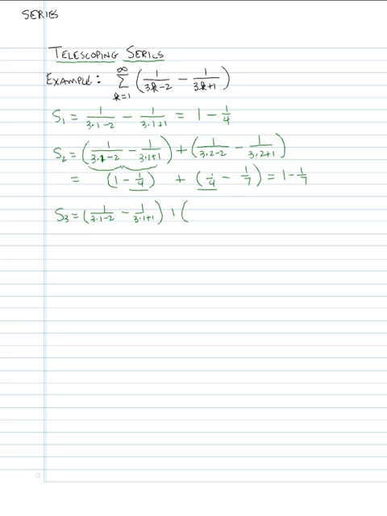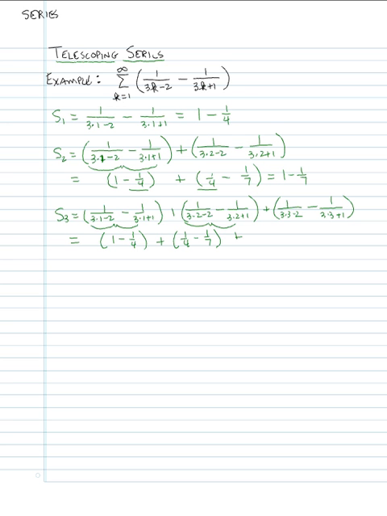Now when k is 2, we have 1 over 3 times 2 minus 2, subtract 1 over 3 times 2 plus 1. But we've got 3 terms, so now k is 3, and so we have 1 over 3 times 3 minus 2, subtract 1 over 3 times 3 plus 1. Now, we've already seen in the first case above we got 1 minus 1/4, and in the second case above we got 1/4 minus 1/7.